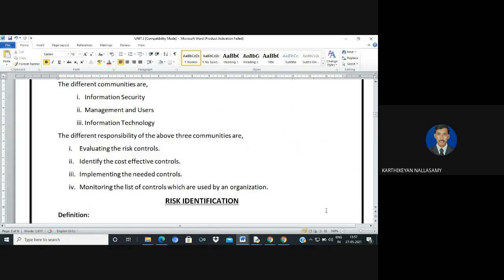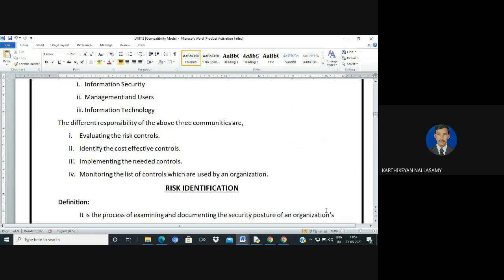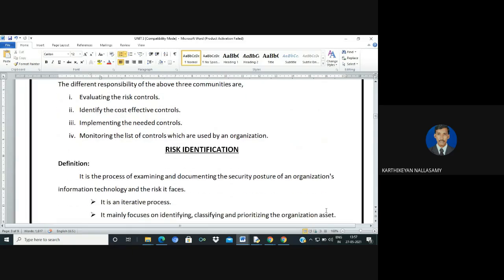The responsibility of each and every community is to evaluate the risk and identify the cost-effective methods of those risk management techniques, implement them, and monitor this control and the uses of the organization. The first step is risk identification. We already know that risk identification is the process of examining and documenting the security posture of an organization's information technology, and we are going to identify the type of risks we are going to face.